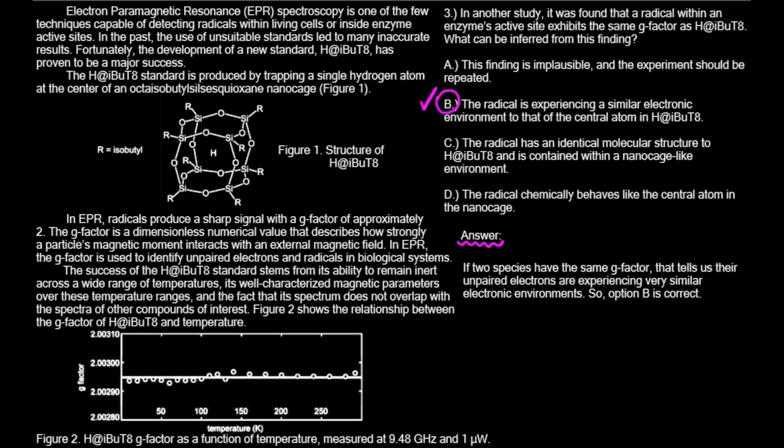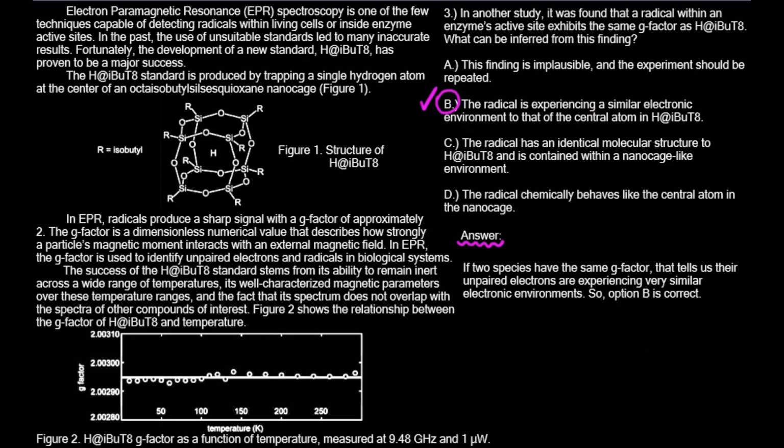Question number 3 reads: in another study, it was found that a radical within an enzyme's active site exhibits the same g factor as H@IBU-T8. What can be inferred from this finding? Let's break this question down together. What is this question really asking us? It is asking us to determine what the g factor represents.